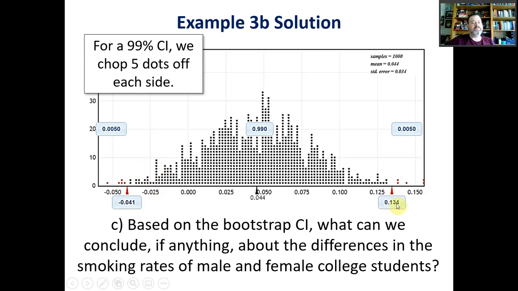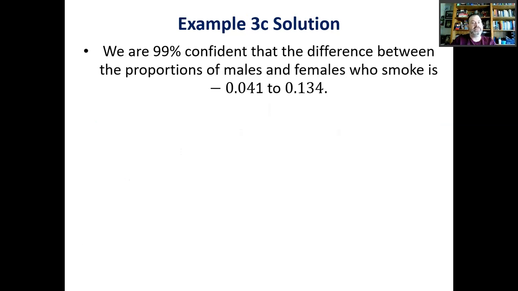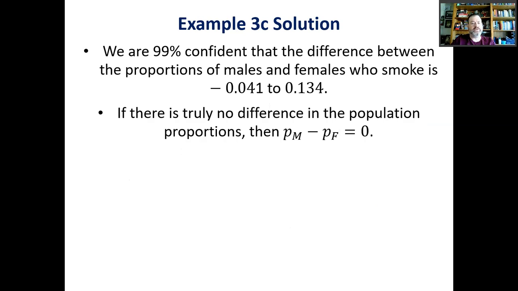But there's a whole bunch of positive numbers in this interval, right? Anything to the right of about here is telling us that there are more males who are smokers because these differences are all positive. So if it's plausible that females could smoke more and it's plausible that males could smoke more, then we can't really conclude anything. And that's what I put in the notes here.